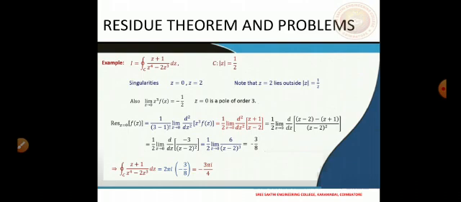The residue at z equal to 0. So the value of this integral is going to be 2 pi i times the value of the residue, which is minus 3 by 8. So the integral value is minus 3 pi i by 4.